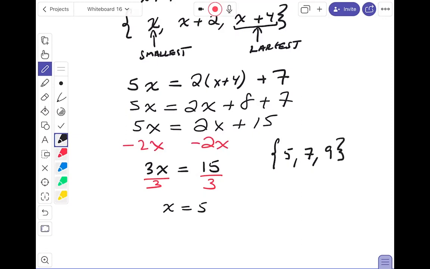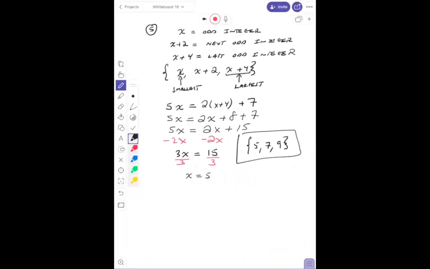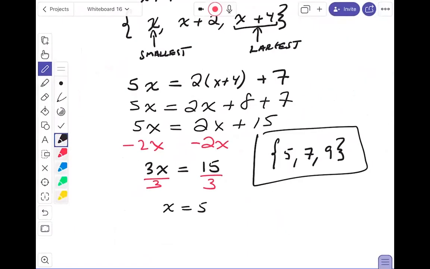All right, what was their question now? And again, I want to read it to you. It says, find the integers. Well, I found the integers. They're right here. All right, let's see if they got the same answer. They said it's 5, 7, and 9.